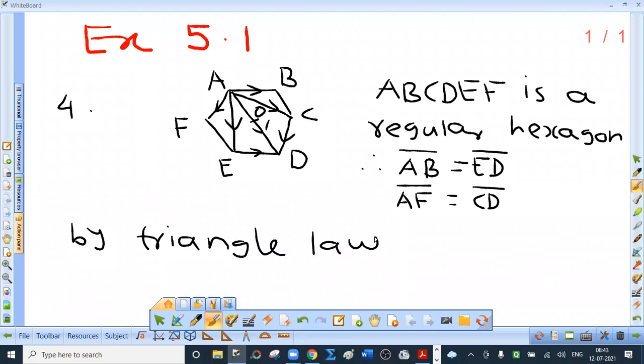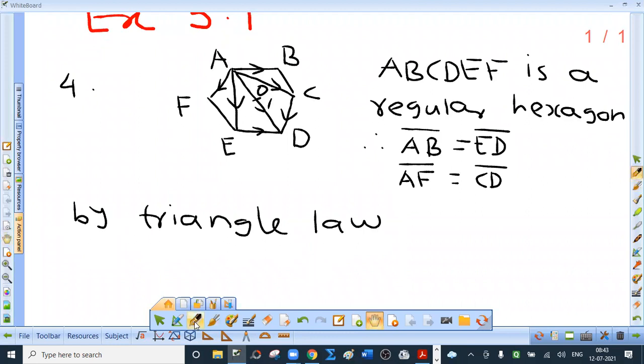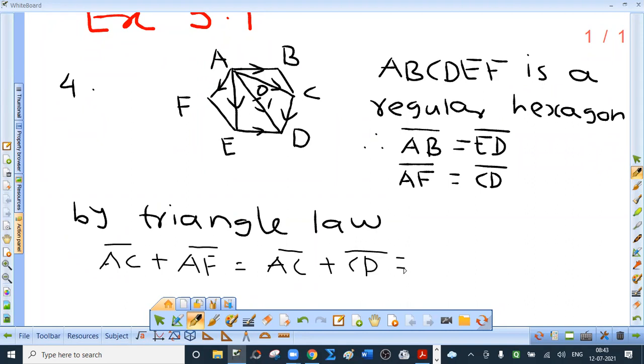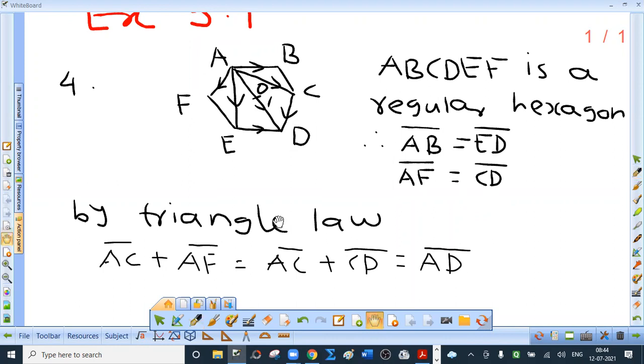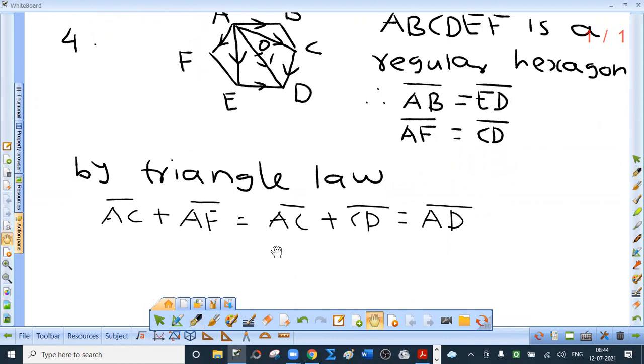By triangle law of addition of vectors, AC bar plus AF bar equal to AC bar plus CD bar equal to AD bar. See, why are we interested in AD bar? Because AD bar is nothing but twice AO bar. That is why.